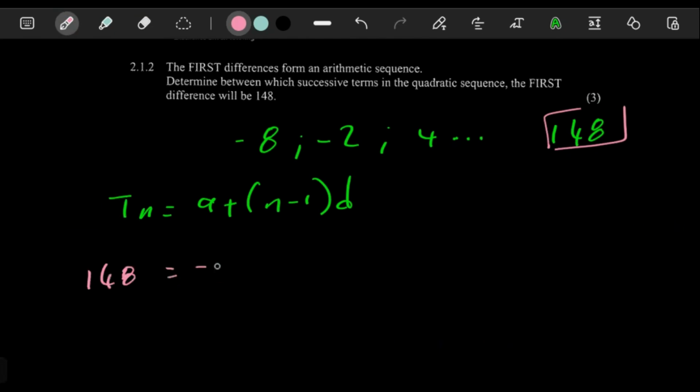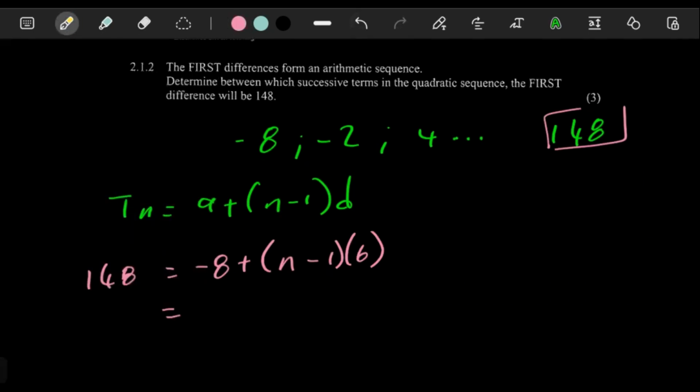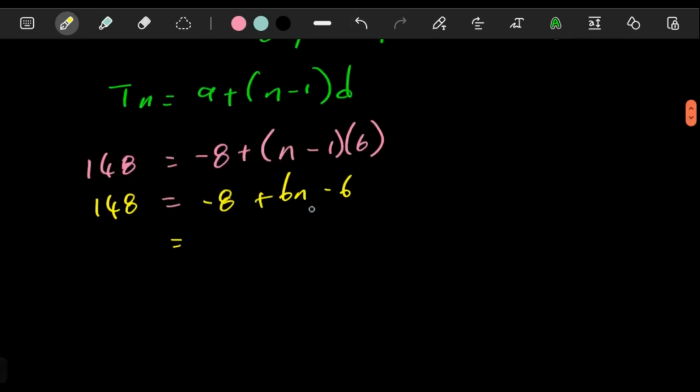Our first term is -8. The position of it, we don't know, we're looking for it. And then our common difference is just a 6. So since our common difference here is just a 6, let's see what we can do. -8, the 6 we multiply inside, it's like 6n, right? -6. This is 148. Now -8 minus 6 is -14 plus 6n.